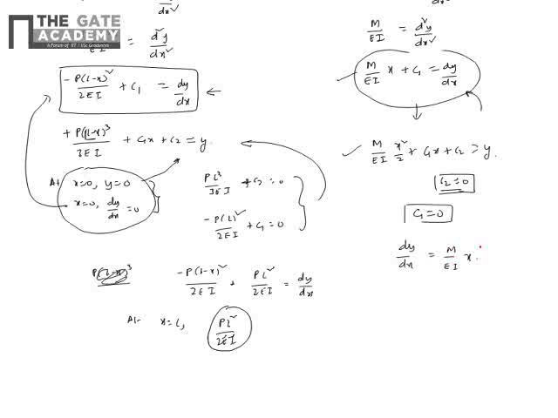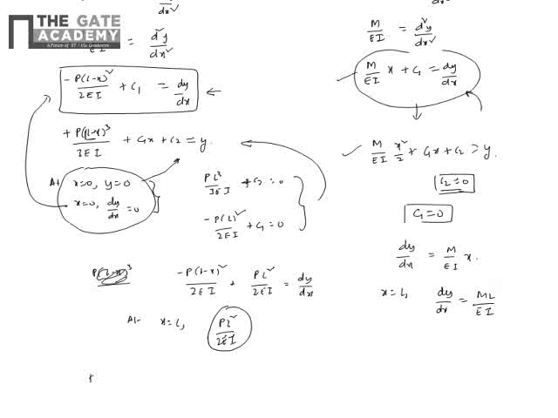I need to find the slope at the free end. So at x equal to L, the free end, the slope dy by dx is ML by EI. So let's see, ML by EI, that is the option.